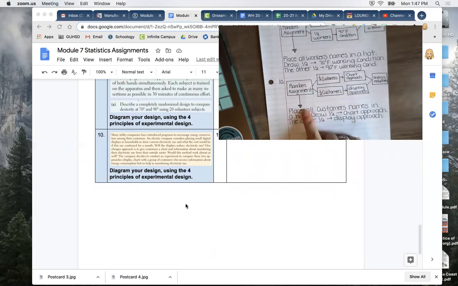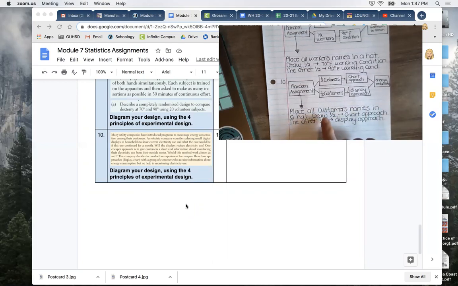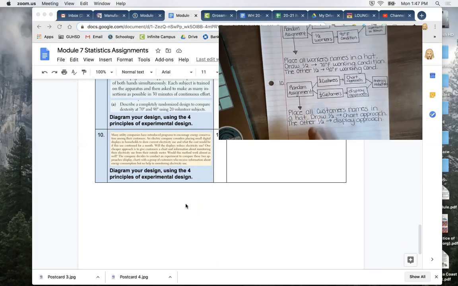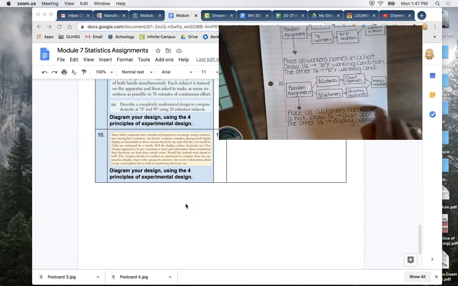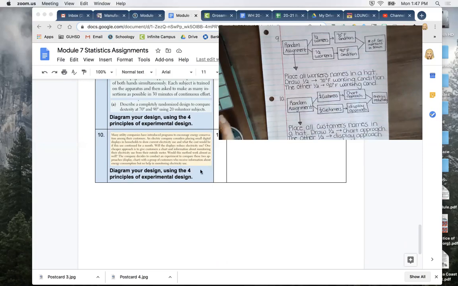Okay, for our random assignment again, I might place all customers' names in a hat. I'm going to draw out half and they get the chart approach, the other half get the display approach. I could number all the customers and then use the table, drawing half of them for the chart approach, the other half get the display approach. But that is how you're going to diagram your experiments.